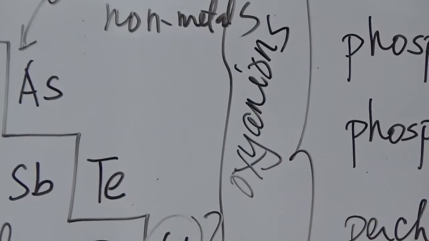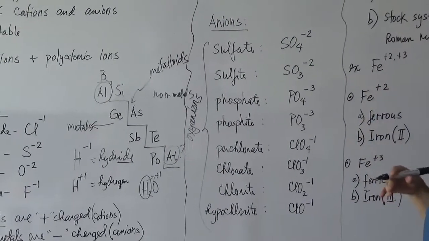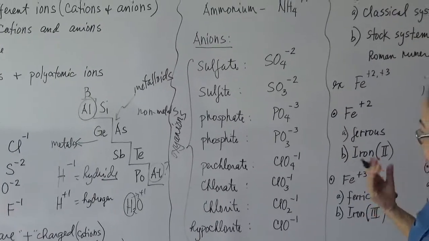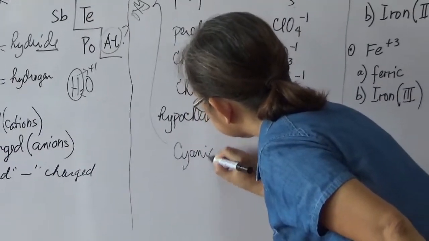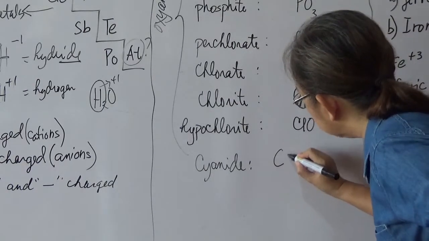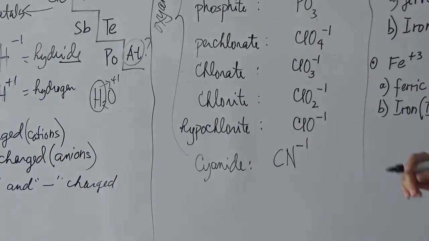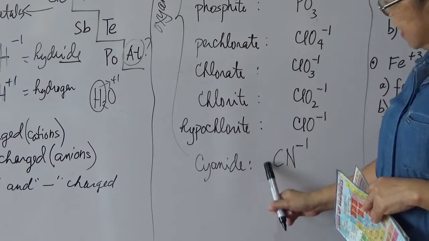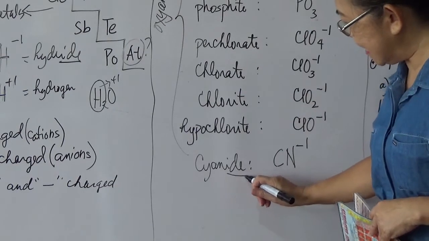So this one is an example of oxyanions. Take note, oxy meaning oxygen. It is an ion with oxygen as one of the elements. But we also have polyatomic ions which have no oxygen in them. For example, cyanide. Cyanide is composed of carbon and nitrogen with a -1 charge. Cyanide. Okay? So take note that this one is a polyatomic ion, but it ends with IDE.